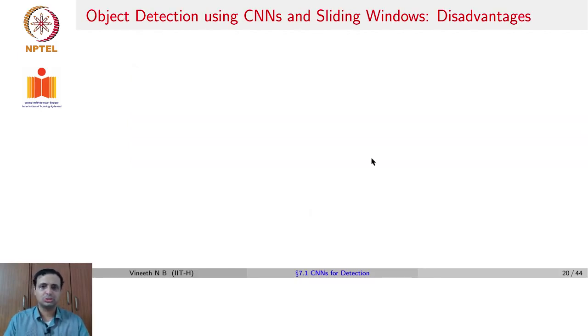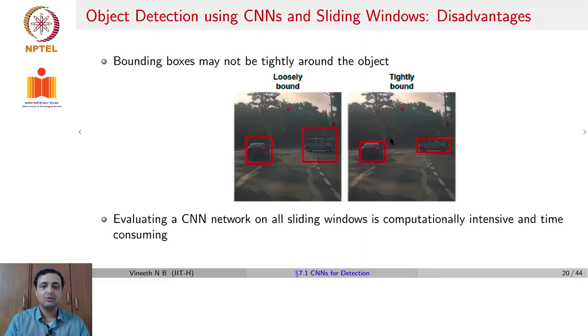Do you see problems with this approach? This is the simplest way of adapting CNNs for object detection, but do you see any issues? There are actually a few of them. Firstly, the bounding boxes may not be tightly around the object. You can see here that some of these bounding boxes are fairly loose. We ideally want a tight bounding box so that we exactly focus on only that part of the image that contains the object. That could happen in this kind of approach.